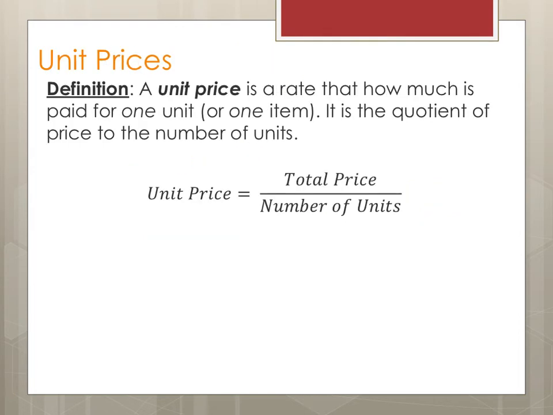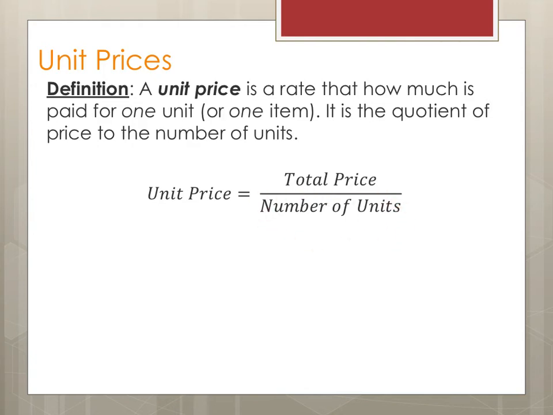Now let's talk about unit prices. A unit price is a rate of how much was paid for one unit or one item, and it's the quotient of the price to the total number of units. So we have a nice little formula here. The unit price is the total price divided by the number of units.